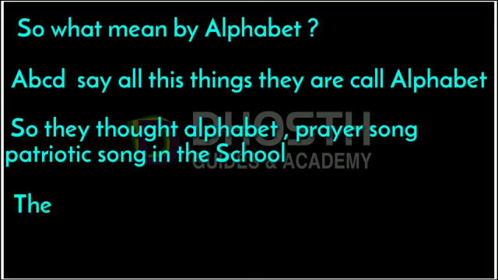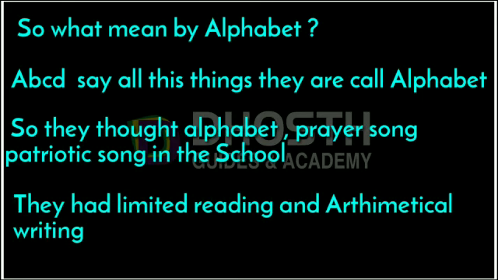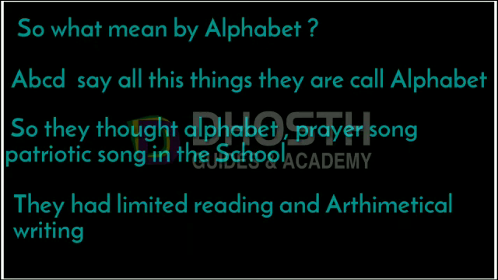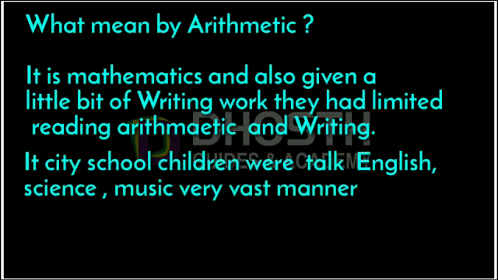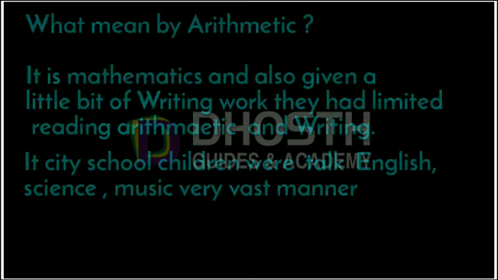Then they had limited reading, arithmetic and writing. Only a few passages were given for reading and they did a little bit of arithmetic. What do you mean by arithmetic? It is mathematics. And also they were given a little bit of writing work. So they had limited reading, arithmetic and writing. In city schools, children were taught English, science and music in a very vast manner. So there is a difference between the city studies and the village studies.